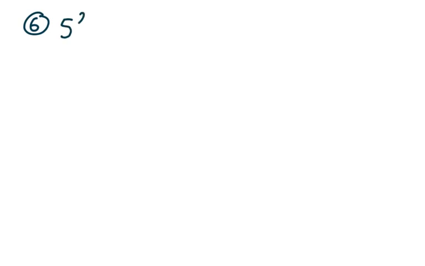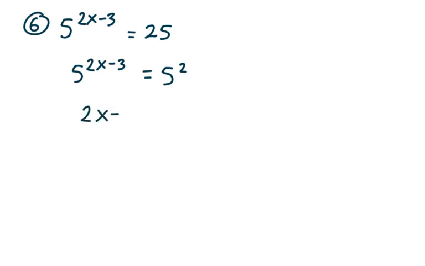Suppose 5 to the 2x minus 3 is equal to 25. Now, this is one where I can rewrite both sides so that they have the same base. So 5 to the 2x minus 3 is equal to 5 to the second. But if 5 to the 2x minus 3 equals 5 to the second, 2x minus 3 has no choice but to equal 2.